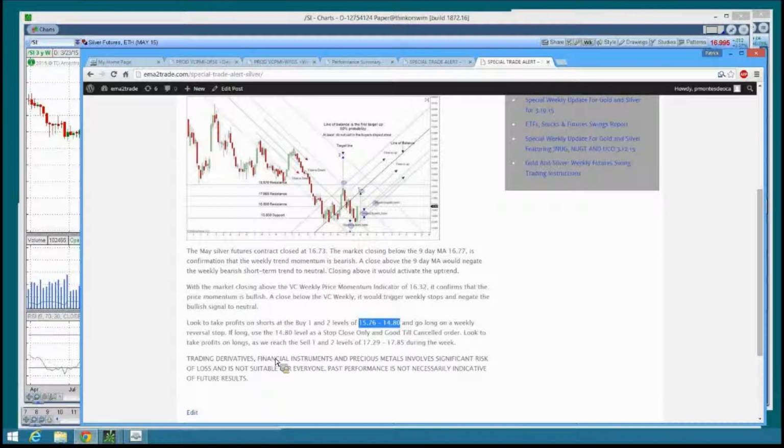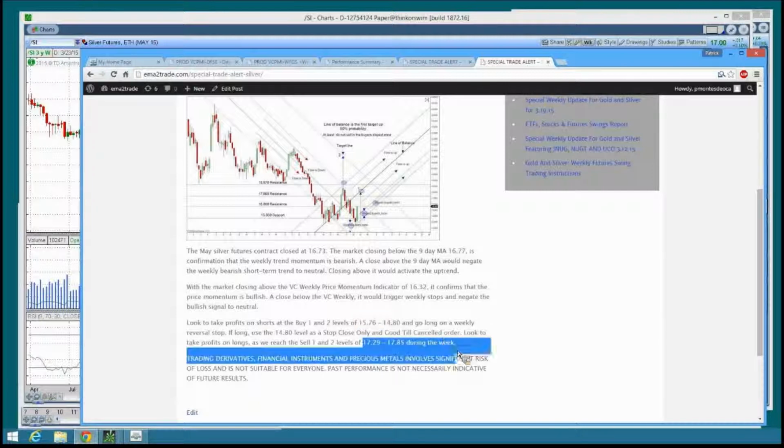And if you get activated at 1576, it's telling you basically that you have some targets on the upside. The first target would be 1632, and closing above 1632, your 1729 to 1785 area or levels are recommended to take profits on your long positions.